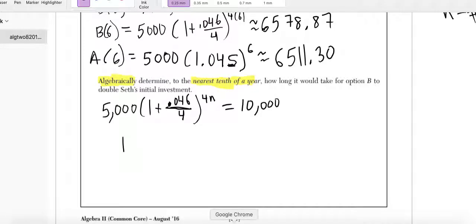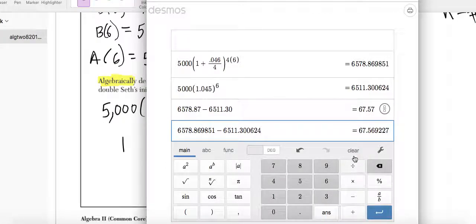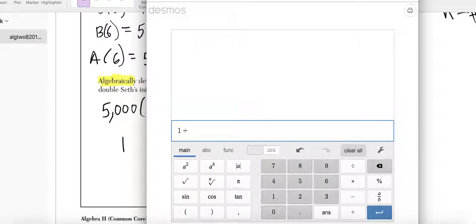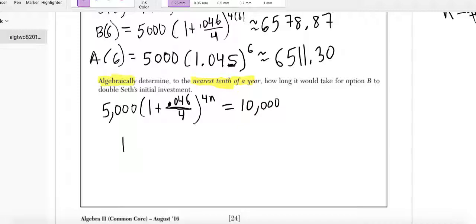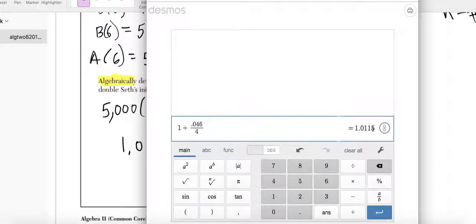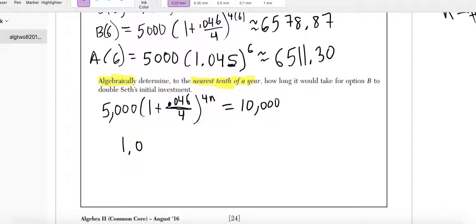I'm going to divide both sides by 5,000 now. And I'm also going to find out what 1 plus 0.046 over 4 is. And that's 1.0115. That's what it simplifies to right here, this part. To the 4n is equal to 10,000 divided by 5,000, which is 2.